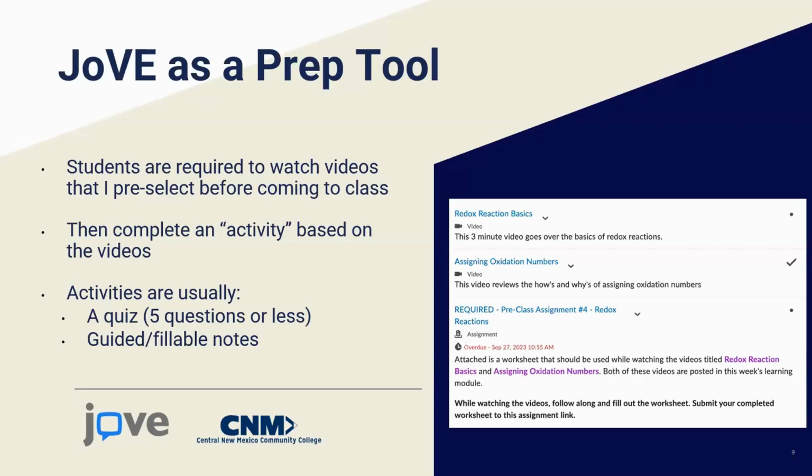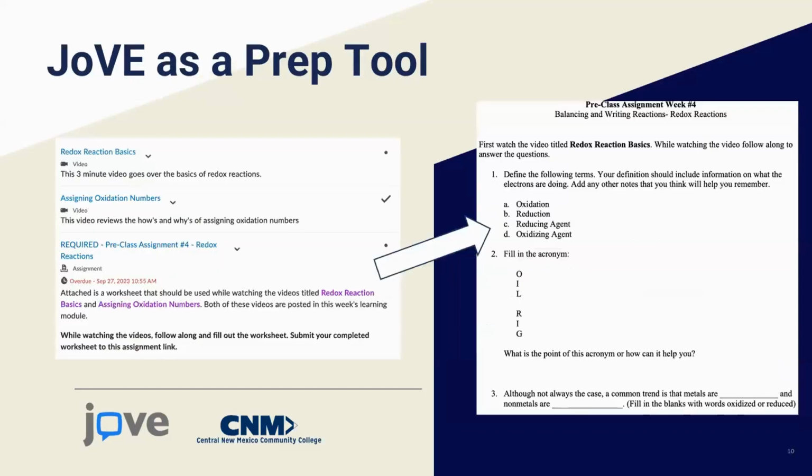And this assignment is just an example of things I do, but I alternate between quizzes, usually very short, 5 questions or less, sometimes fillable notes, sometimes guided notes, just depending on what I feel the students need for that particular topic. And so for this particular activity, I can show you what I've done.